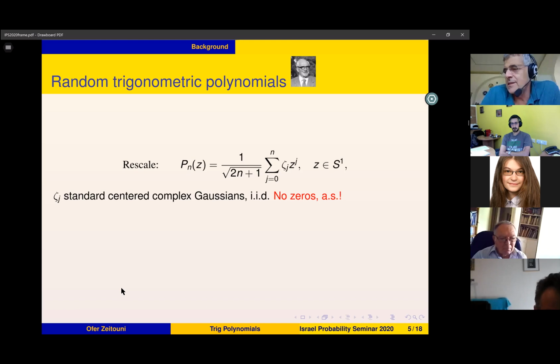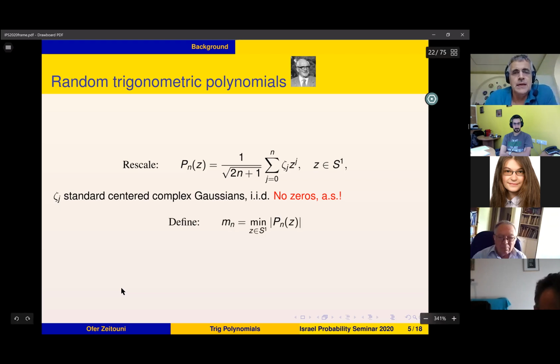And it's easy to see basically from Fubini that almost surely there are no zeros on the unit circle when you look at this complex polynomial. And so that's not a natural question to ask about zeros if they don't exist. Instead, we're going to ask about the polynomial itself, namely look at the minimum of the polynomial. This, of course, is influenced strongly by the presence of zeros in the neighborhood of the unit circle.